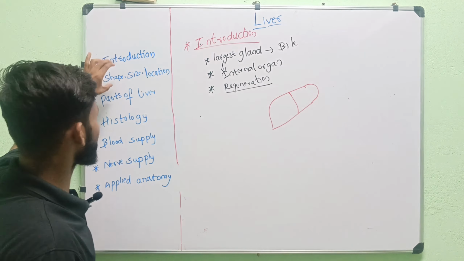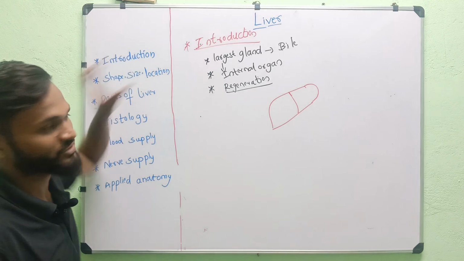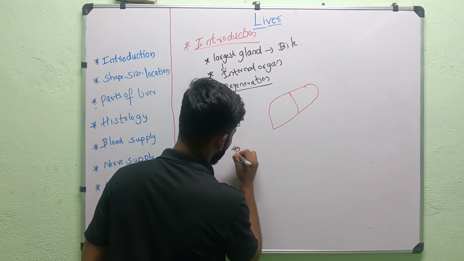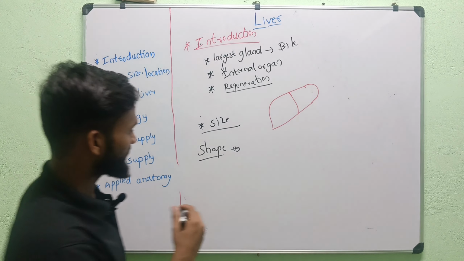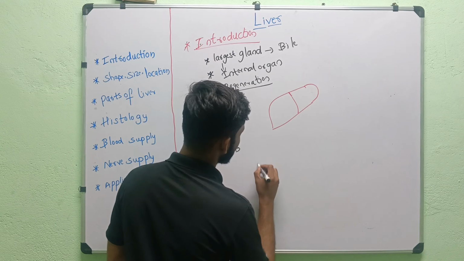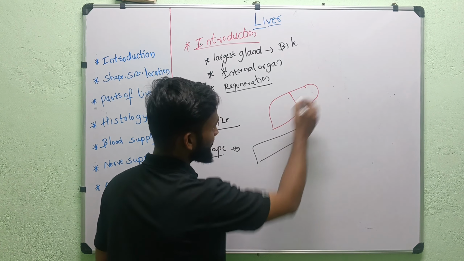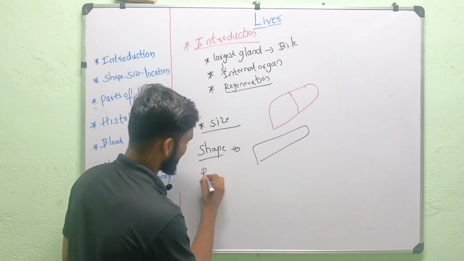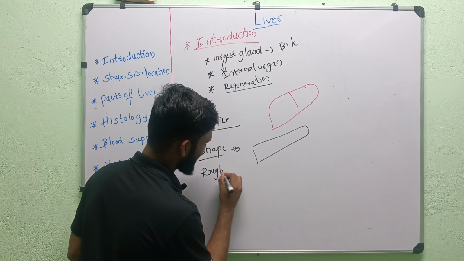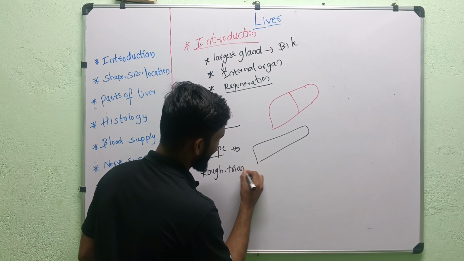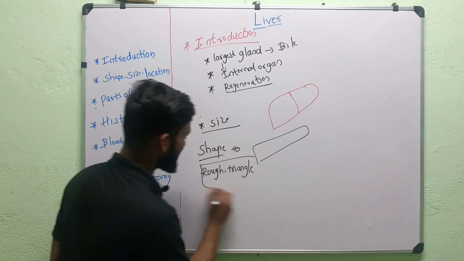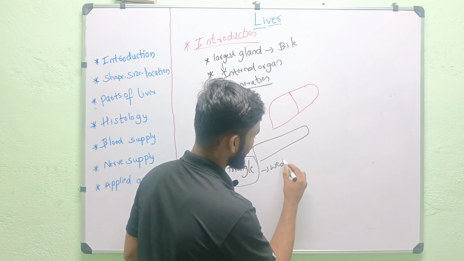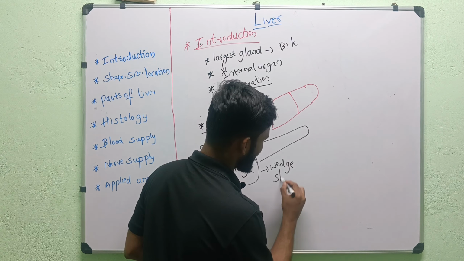Okay, next we are going to discuss about the shape, size and location of your liver. The shape of liver is roughly wedge in shape. Also we can call it a triangle in shape, roughly triangle in shape. Also we can call it a wedge shape.